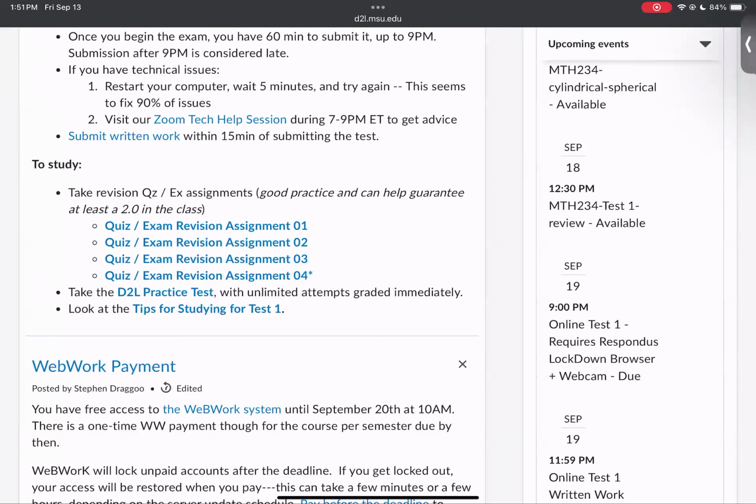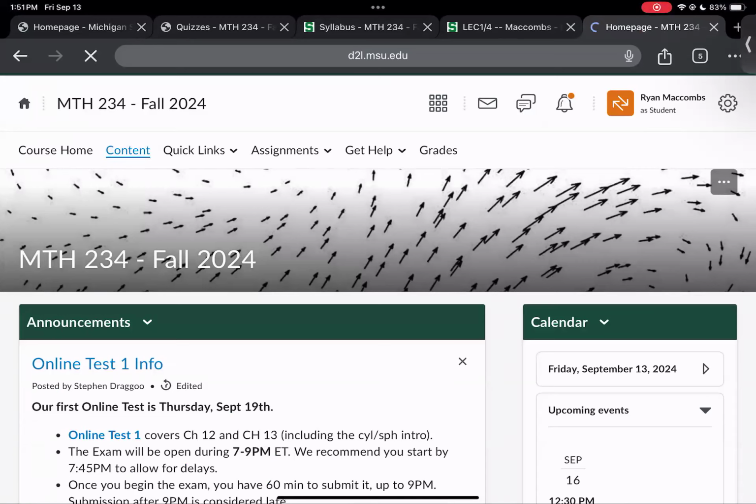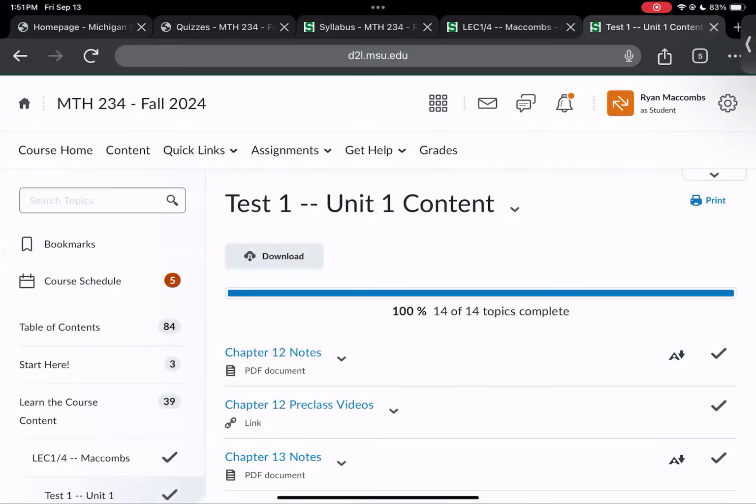To study, I recommend that if you haven't taken a look at these quiz and exam revision assignments, that is a good way to study. We have a practice test, and I've also written some general tips for studying that I think are a good idea for the test. As well, I mentioned last time, but I didn't show you, so let me go here.